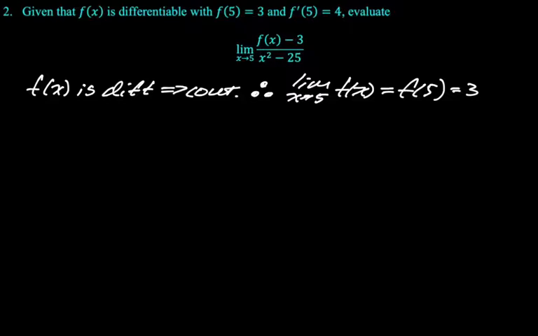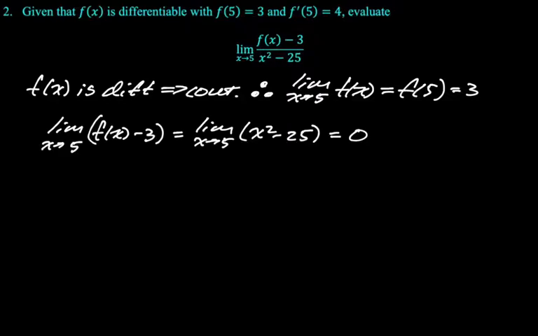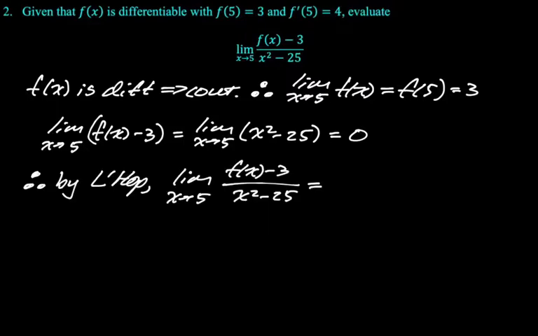This is a L'Hopital's problem. So I'm going to write that down. Limit as x approaches 5, f of x minus 3 equals 0, and the limit as x approaches 5 of x squared minus 25 equals 0. So we can use L'Hopital's. So therefore, by L'Hopital's, our original limit is going to be the limit as x approaches 5 of the derivative of the top, which is f prime, over the derivative of the bottom, which is just 2x. And now we know that f prime of 5 is given, it's 4.